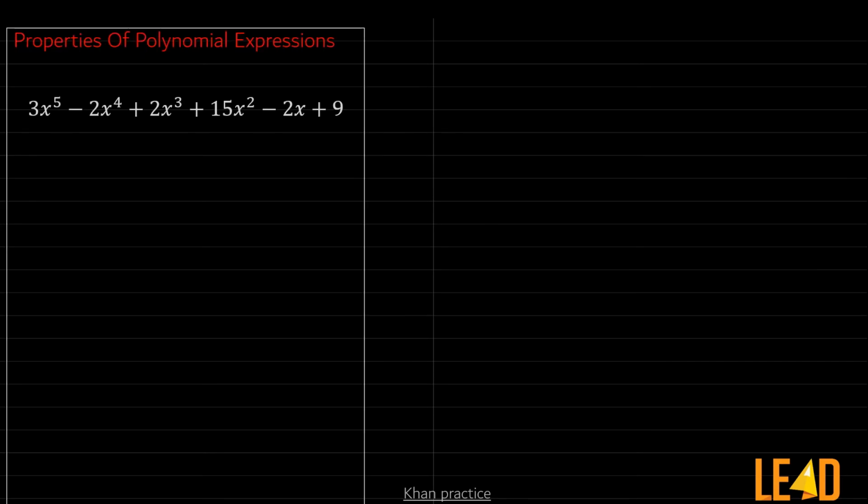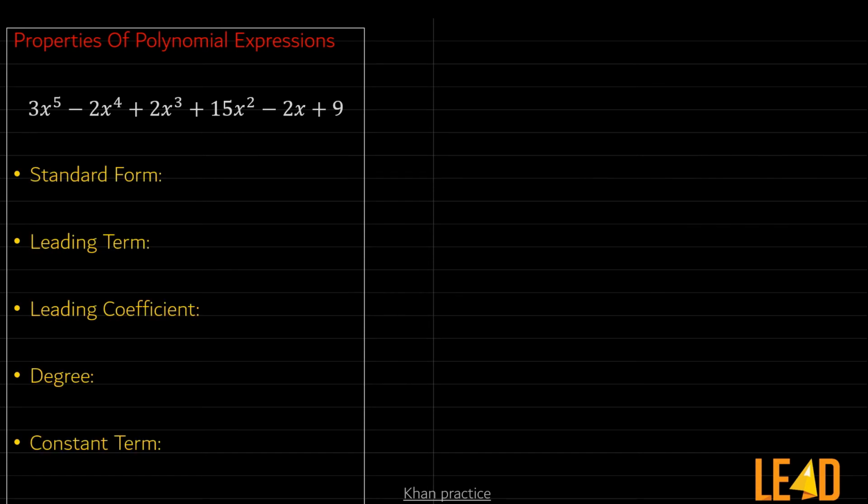Anyway, so in this video, we will be looking at properties of polynomials, right? So there's a very long polynomial here, and we'll look at what these terms mean. There's standard form, leading term, leading coefficient, degree, and the constant term. Okay, so the standard form simply means that the way we like to accept polynomials is that the terms are arranged in order of degree, from the highest degree to the lowest one.